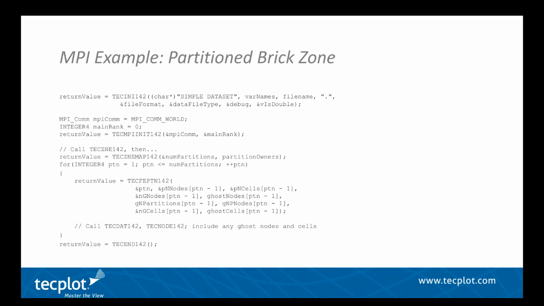Then we're going to loop over the partitions, and each MPI rank, if it owns a particular partition, is going to call TecFEPTN to open the partition, and then call TecDat and TecNode to output the data and connectivity for that partition, including ghost nodes and ghost cells. And then finally, we'll call TecEnd to close the file. And this is done from each MPI rank. Next slide, please.